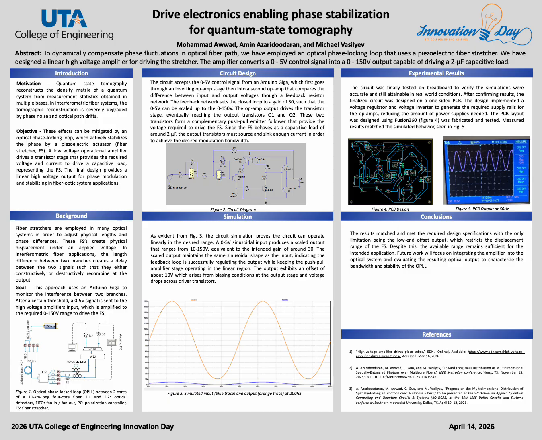The design, as shown in figure 2, will accept a 0 to 5 volt control signal from the microcontroller and then put it into an inverting stage and then into a comparative stage. It will compare the input to the output and then drive the transistors, eventually reaching the output transistors, Q1 and Q2. These two transistors will provide the required voltage that will drive the fiber structure at the output.